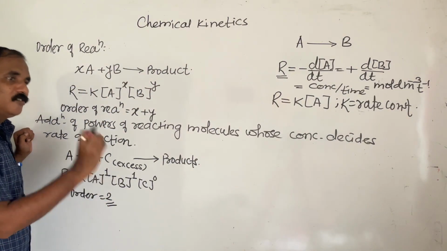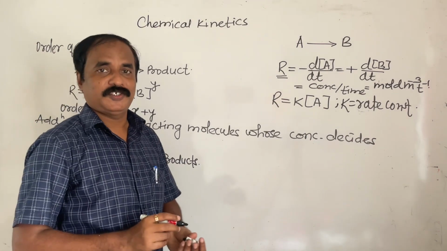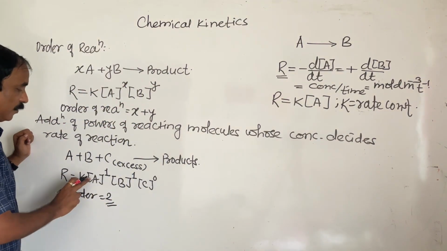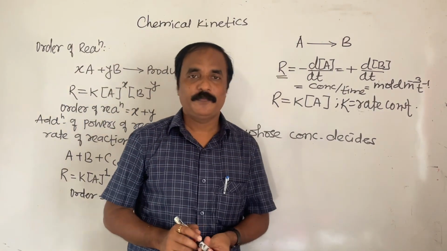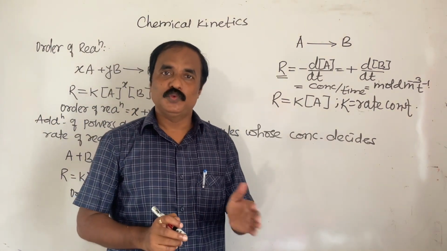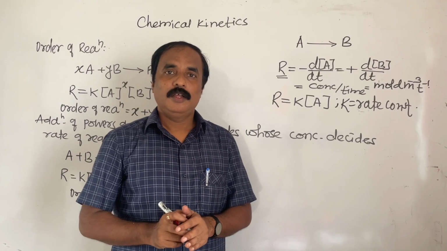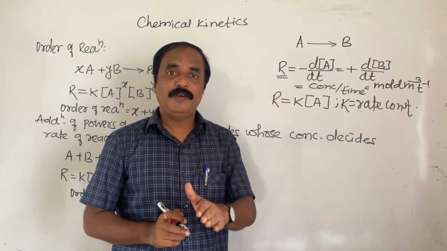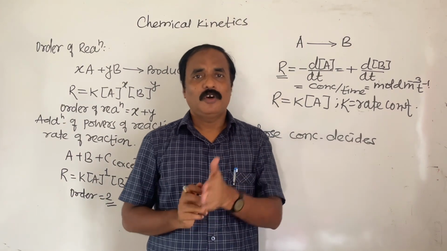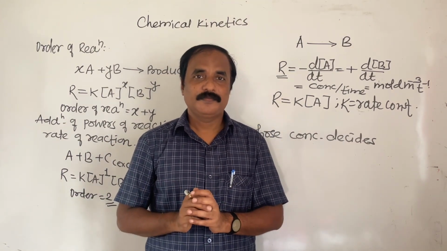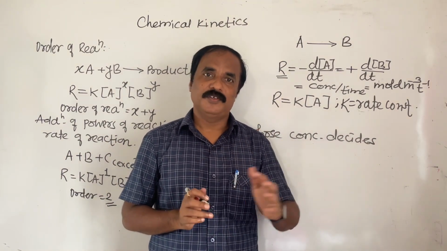लेकिन molecularity concept क्या है? What is the molecularity of this reaction? How many reacting molecules are there? 1, 2, 3. Here molecularity of reaction is 3. Order of reaction is 2. Isn't it? Order of reaction, this is an experimental parameter. Molecularity, it is theoretical.